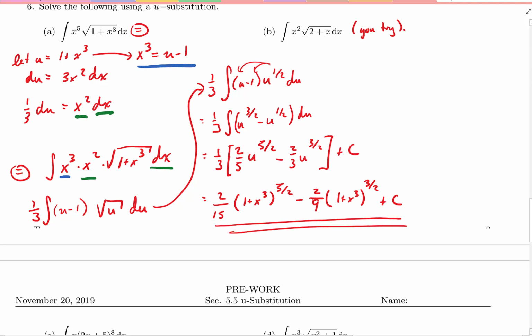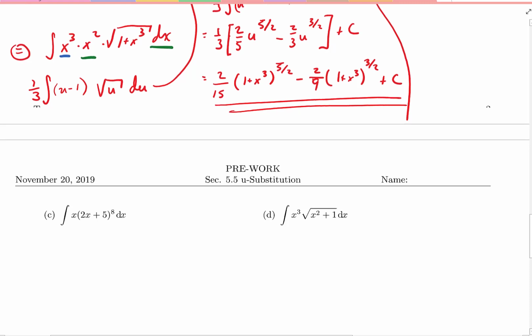And the idea was we were going to do a u-substitution, but we didn't have the right factors lined up. So in this case, it was advantageous to solve the expression u equals 1 plus x cubed for x cubed because we had that extra factor of x cubed there. So I'll let you try letter B. Sorry, it doesn't look like I gave you quite enough room. So if you need to put on an extra sheet, go ahead and do so. But I'll let you try part B.